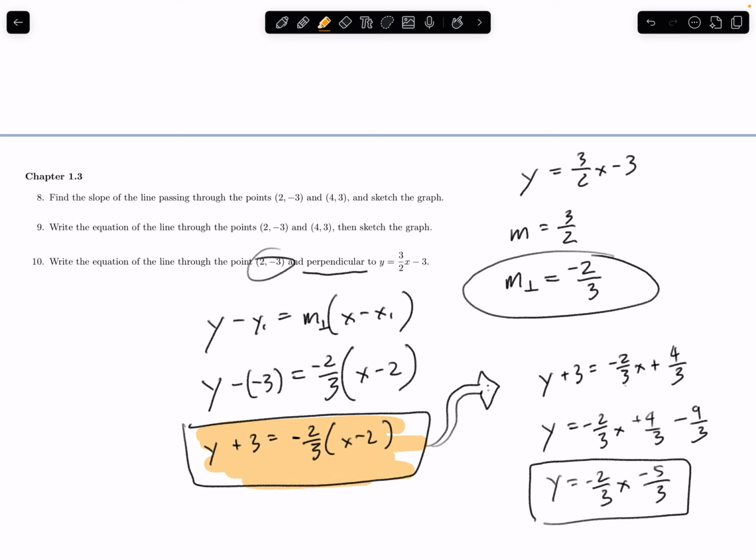If it said to change to slope-intercept form, then you need to do the work I just did. But it didn't say. So the first form is still correct. Here's another correct answer. Both are correct. It just said to give an equation. Okay, guys, that's it. 1.3 done.